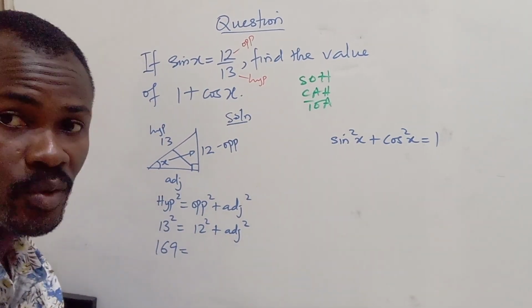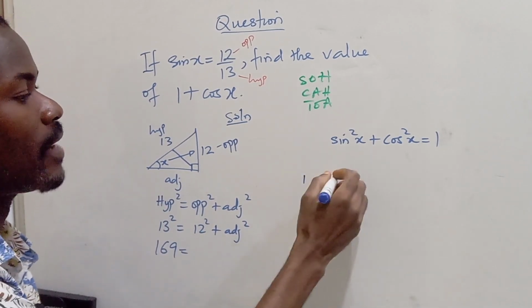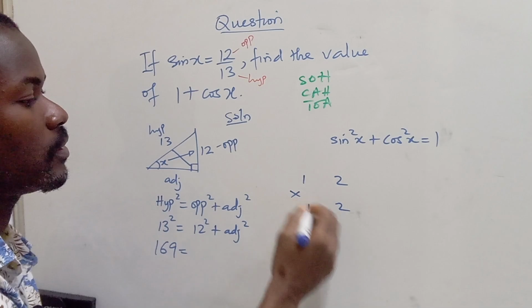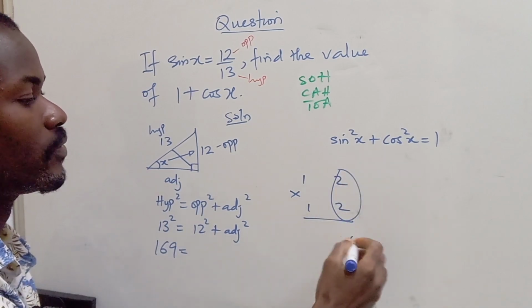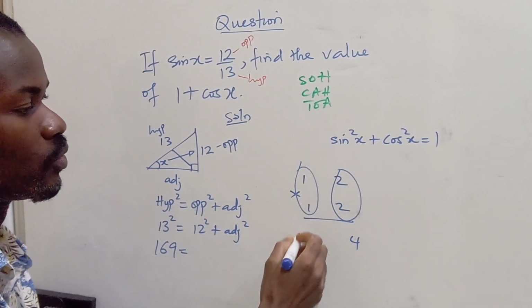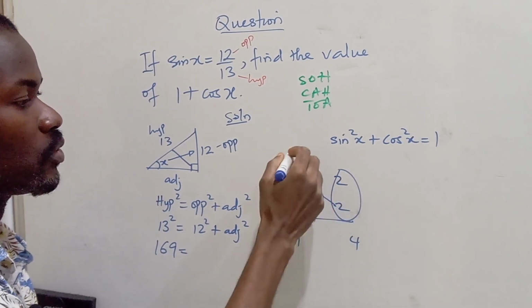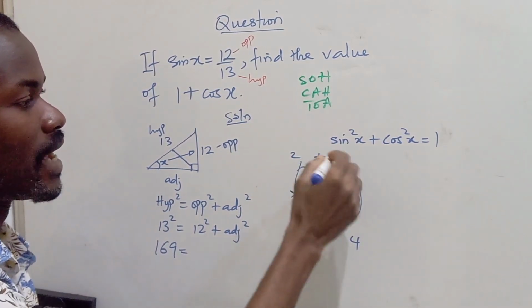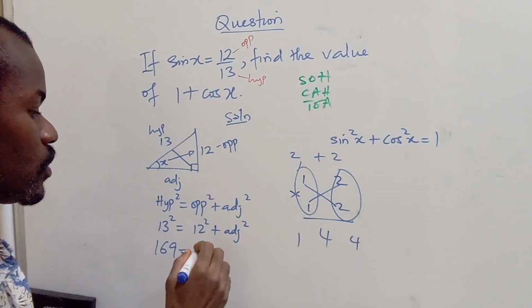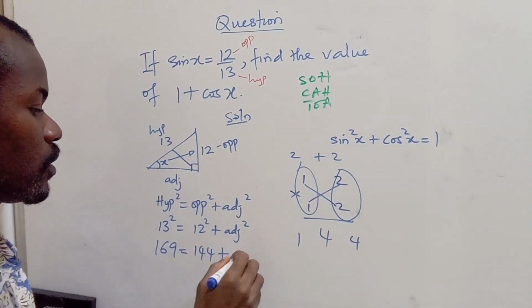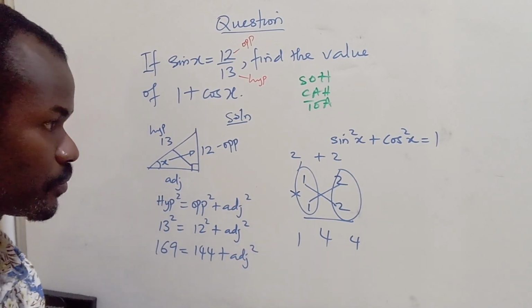Okay, so let's work on 12 squared. I have 12 times 12. This gives 4, then 1, then 2, 2, and adding it gives 4. So this is 144 plus our adjacent squared.